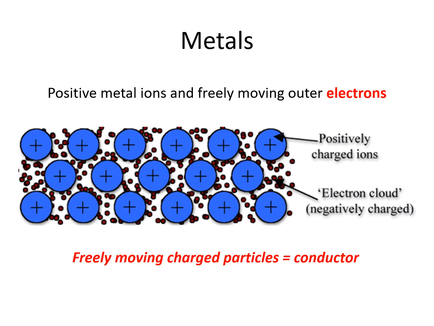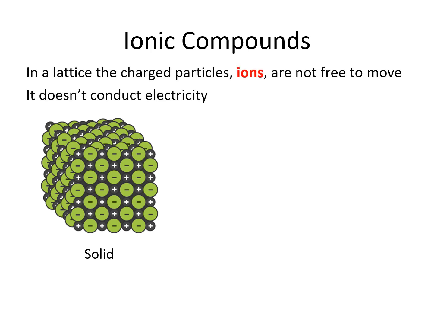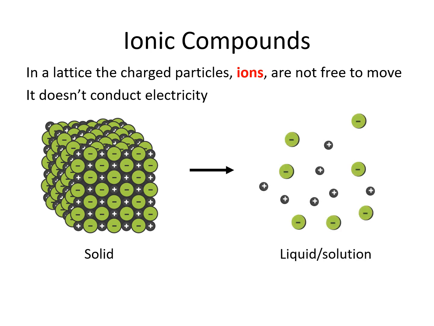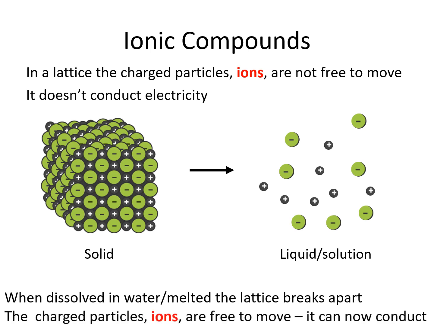So let's move on to the next one. So here we have our ionic solid. Now an ionic solid is in a lattice structure and the ions are not free to move, which is why ionic chemicals don't conduct electricity. However, if it dissolves or if it melts, if the lattice breaks up, then our ions are free to move. They can go wherever they want to. So because we now have freely moving ions, we have conductivity. So let's have a read of all the text there, please.